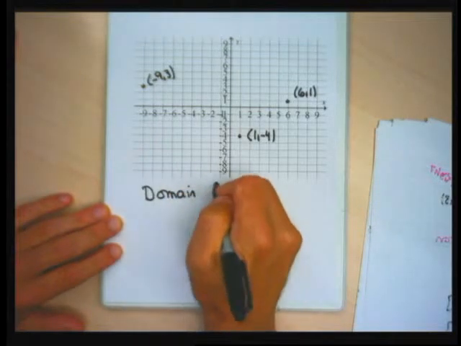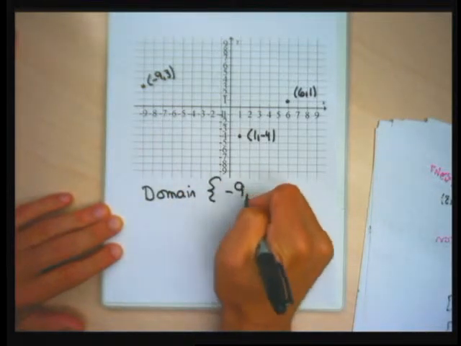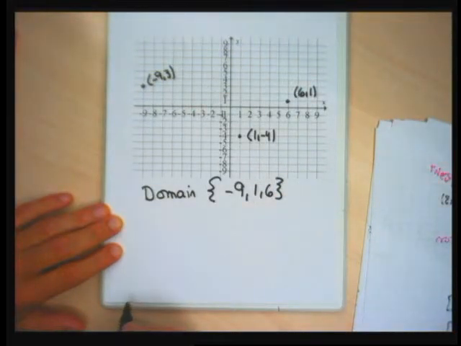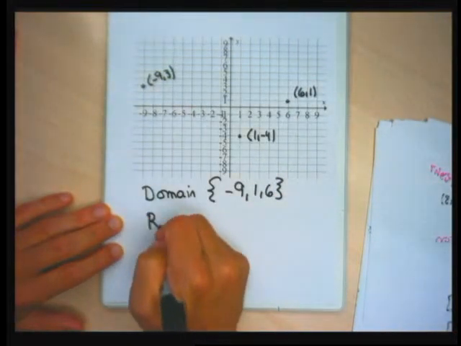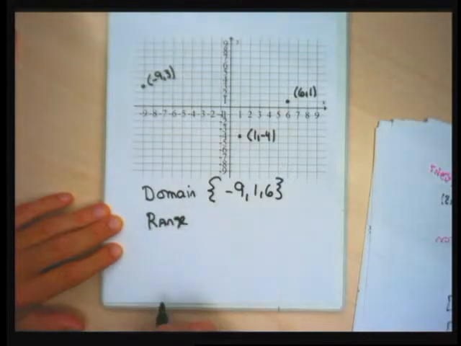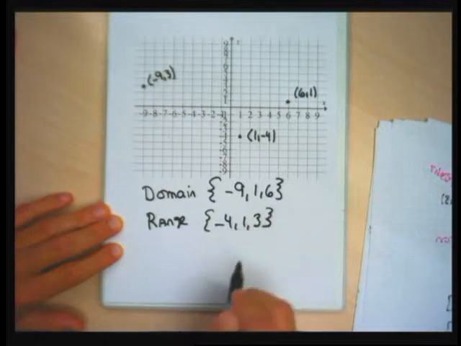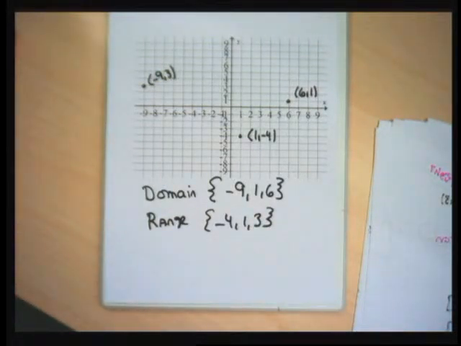So for this graph, the domain's going to be -9, 1, and 6, the x coordinates of the 3 points. Again, it's wrong to connect the points if they're not connected. The range is going to be -4, 1, and 3 in whichever order you want, the y coordinates of the points that are given. All right, one last one.